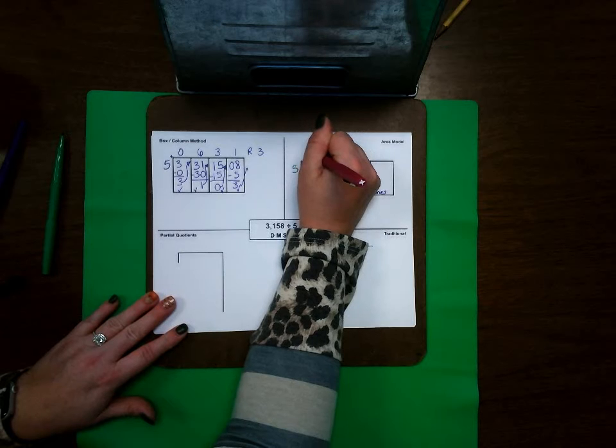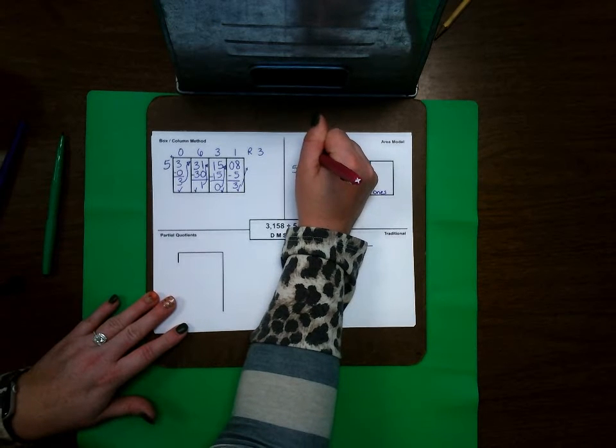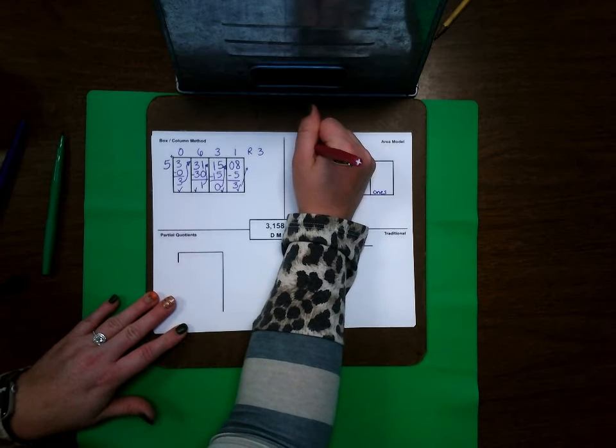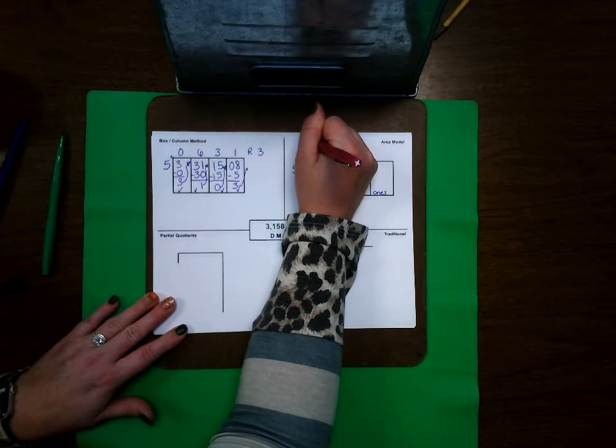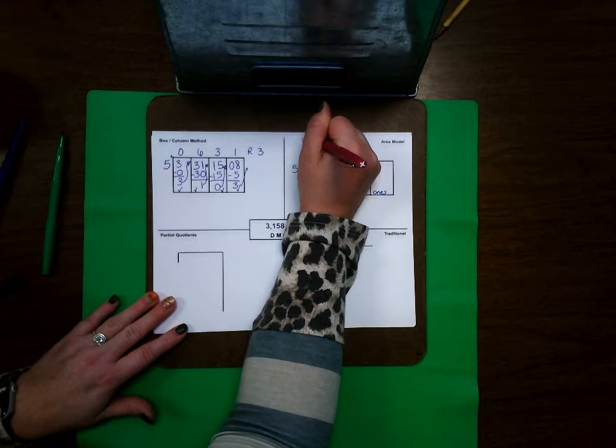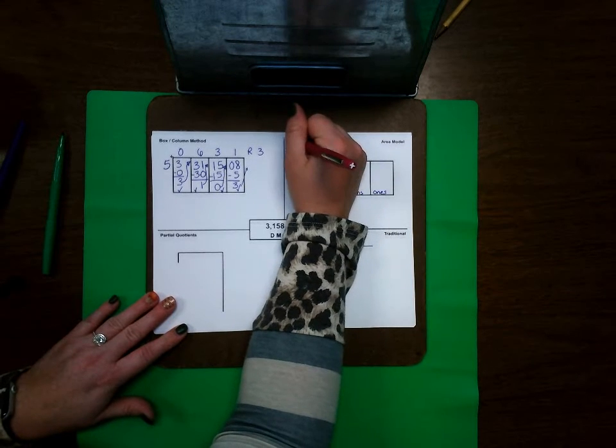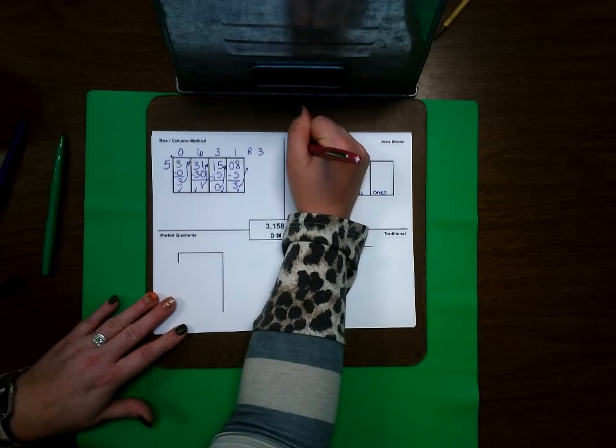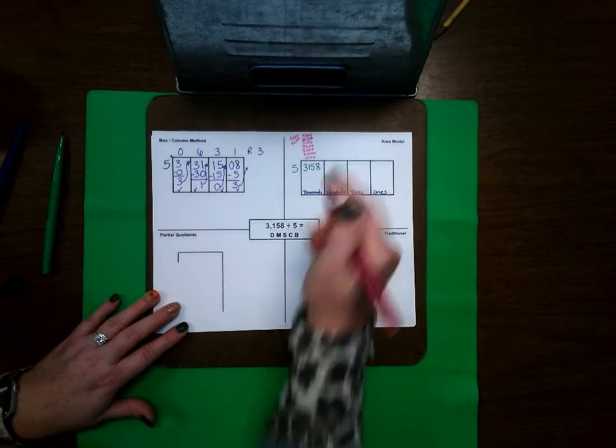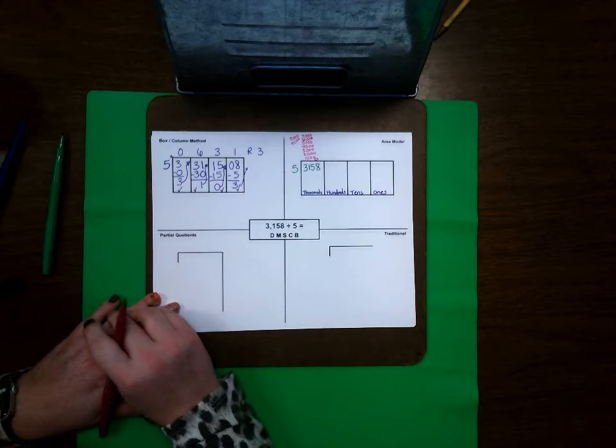1,000, 2,000, 3,000, 4,000, 5,000, 6,000, 7,000, and run out of room, 8,000, or 9,000 is going to be your answer. Or it could also be 0.